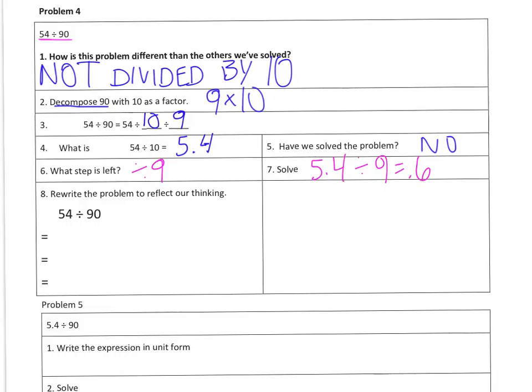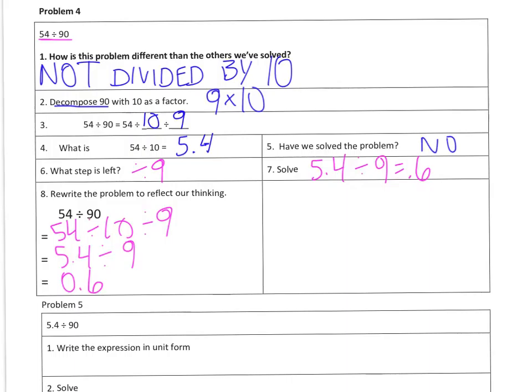So let's see, we have 54 divided by 90 is really 54 divided by 10 divided by 9, which is 5 and 4/10 divided by 9. Oops, excuse me. And 5 and 4/10 divided by 9 is 6/10. And I got that 6/10 because I already know that 6 times 9 is 54. And I can see the 54 kind of in my 5 and 4/10.